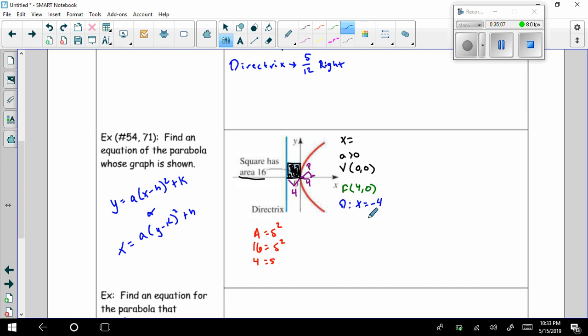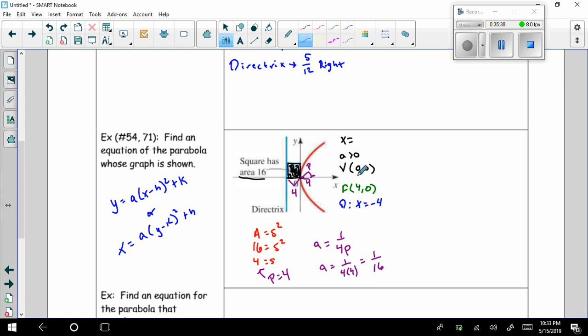Our a value, got a little sidetracked there. We don't really need to find those. But a is equal to 1 over 4p. Well, we know that p equals 4. So we just plug in. So a is equal to 1 over 4 times 4, which is 1 over 16.